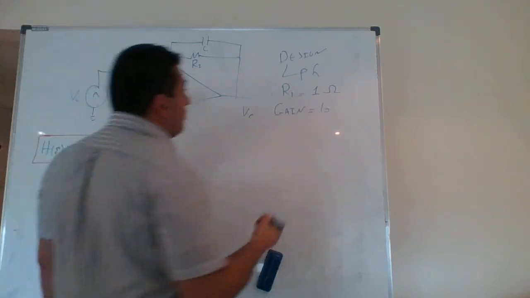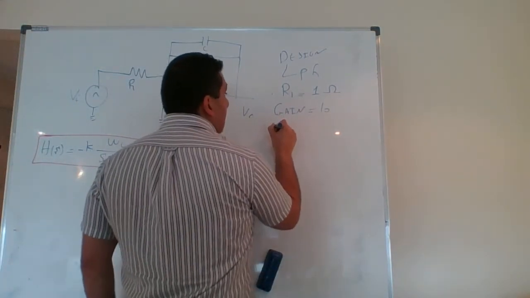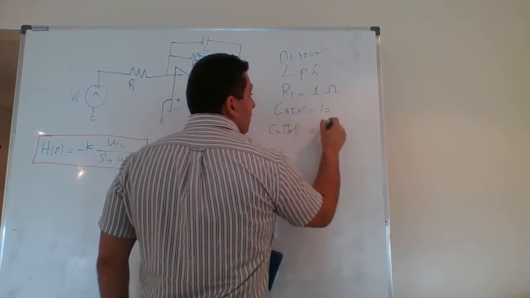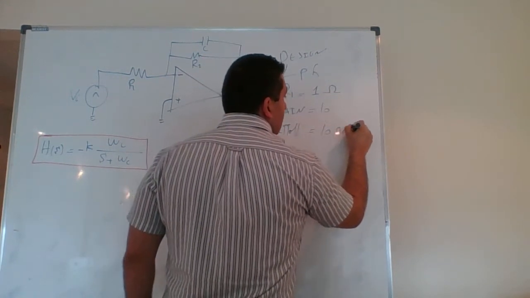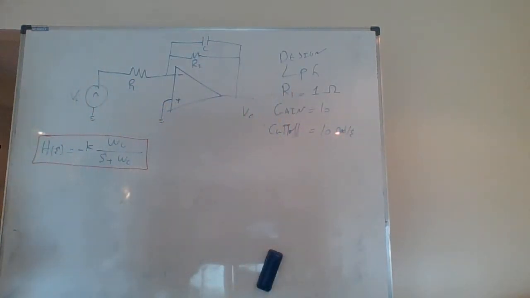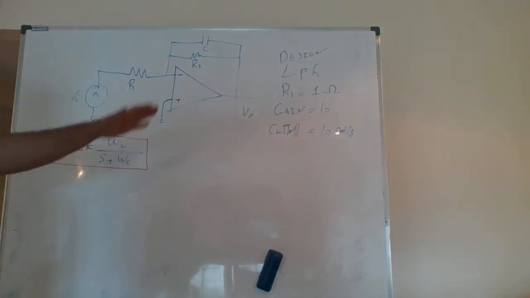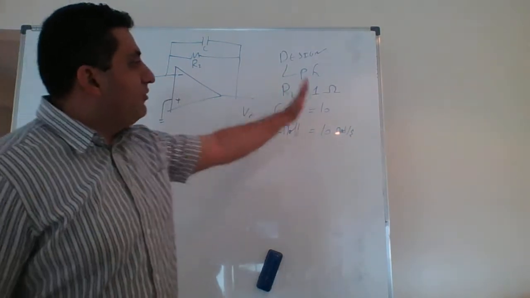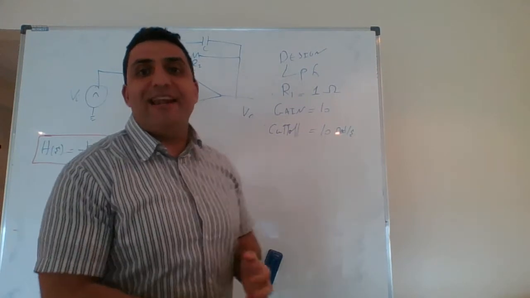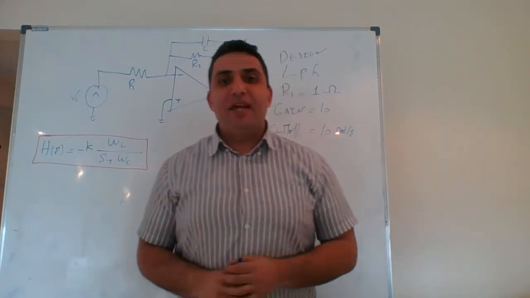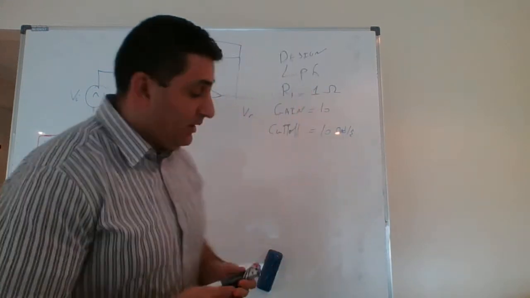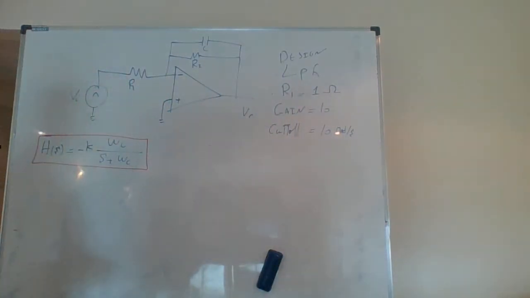And I need to have a cutoff of 10 radians per second. So I need a cutoff of 10 radians per second and a gain of 10. I need to design an active low pass filter. Okay, what I learned. Perfect.